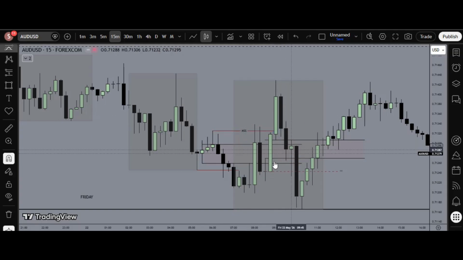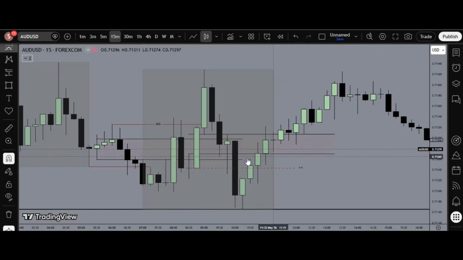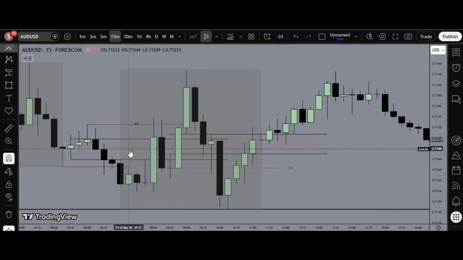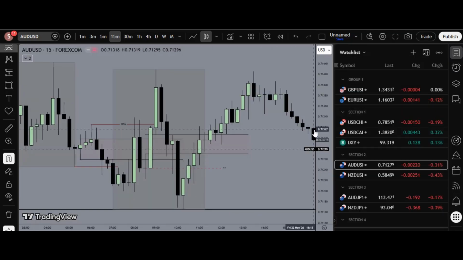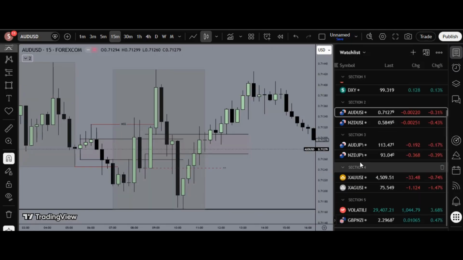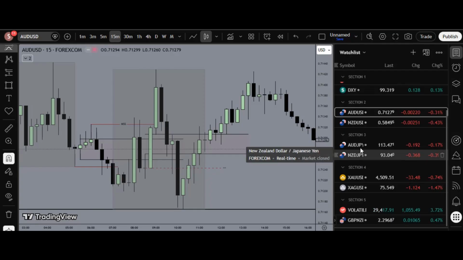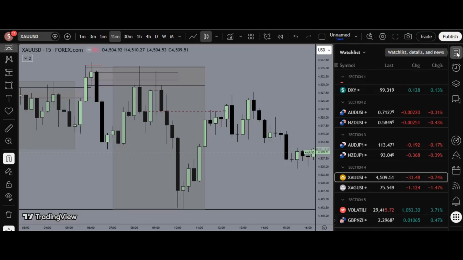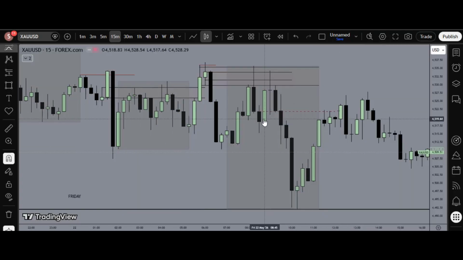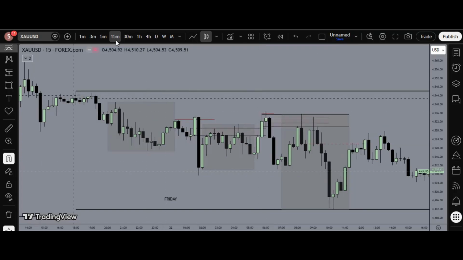So everything was okay. There was a fair value gap after the push. Look at the fair value gap. But the momentum was wrong. Let's look at another example on gold. We don't want this video to be too long because I have up to 10 examples. Let's look at another example on gold, 5 minutes.